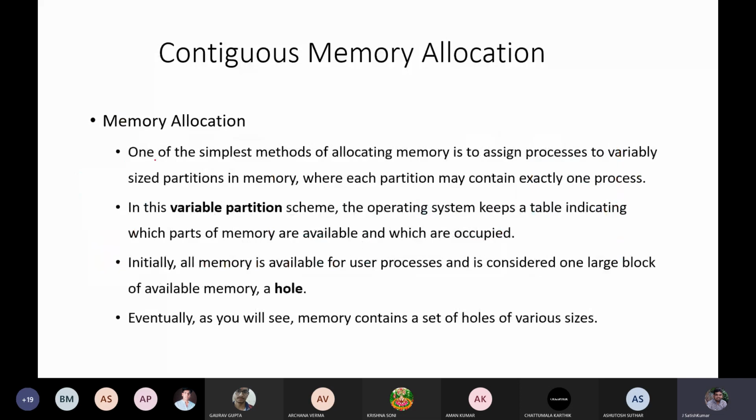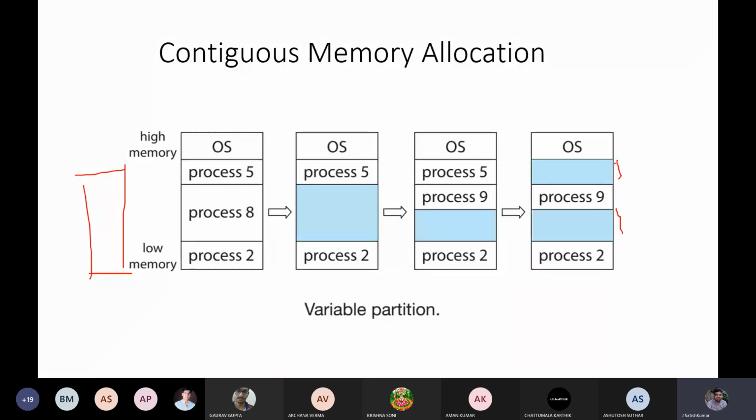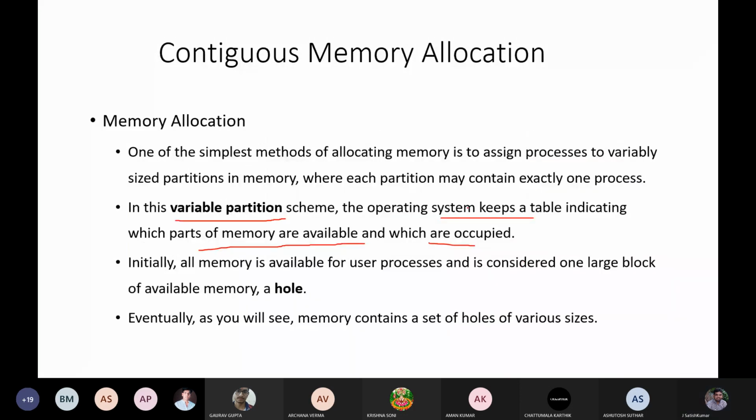Okay. So in the variable-size partition scheme, the operating system keeps a table of which parts of the memory are available and which are occupied. Here it says that from this memory location to this memory location is used by the operating system. This memory location is available. This is occupied by process P9. This is available. This is occupied by P2. All this information will be kept in a table by the operating system.